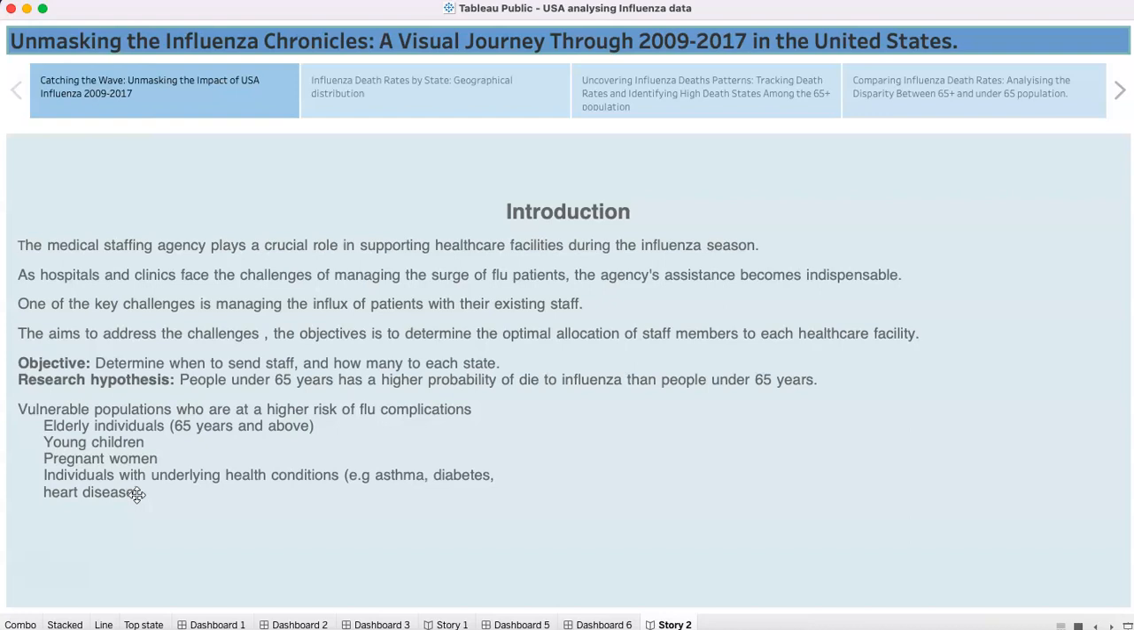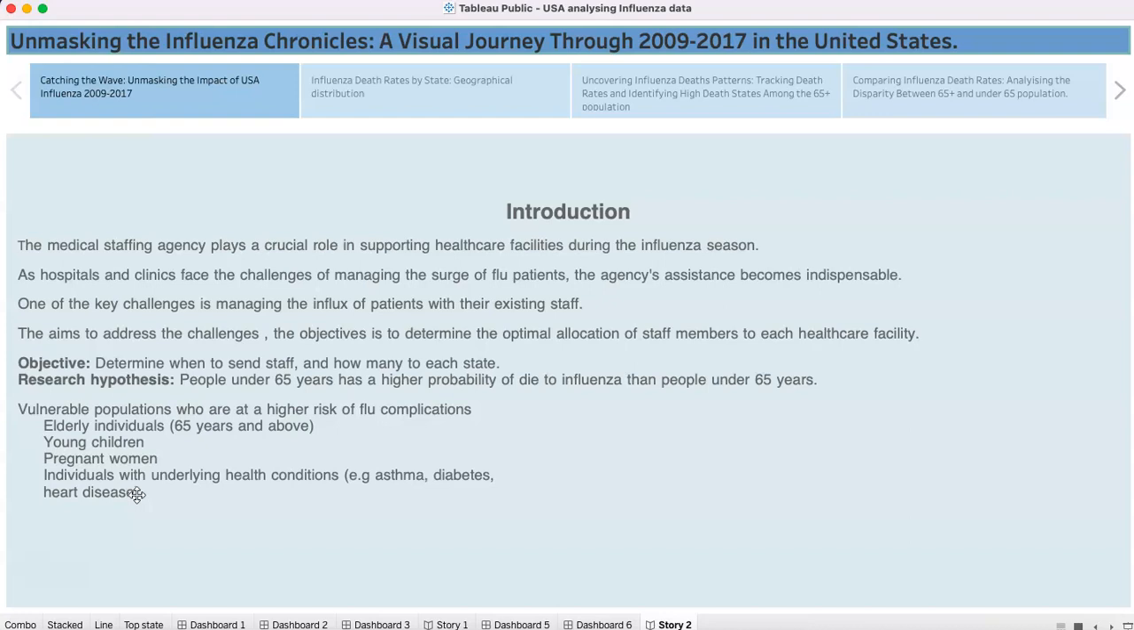Today, I'll be presenting my analysis of USA influenza data and its significance for a medical staffing agency. I begin by briefly introducing the medical staffing agency and the crucial role it plays in supporting healthcare facilities during the influenza season. The agency is dedicated to providing skilled healthcare professionals to hospitals and clinics during critical periods, such as the influenza season.